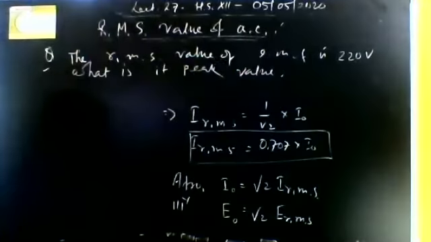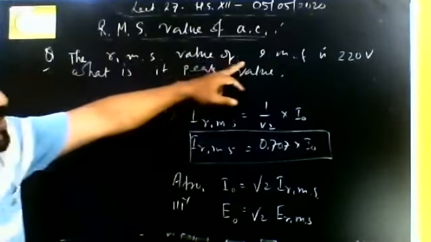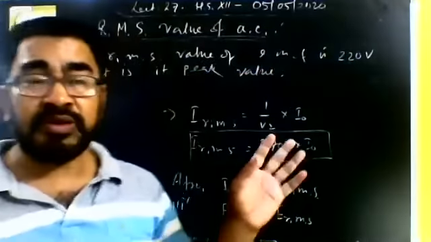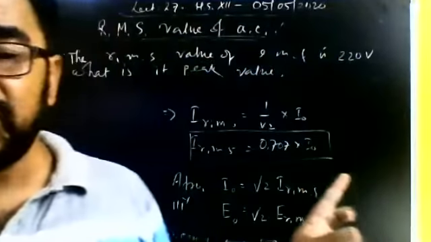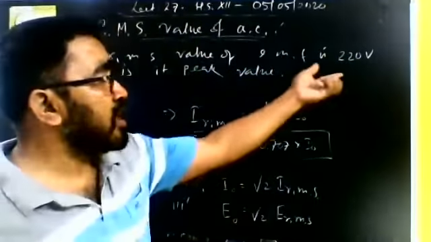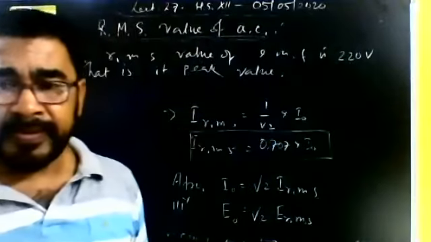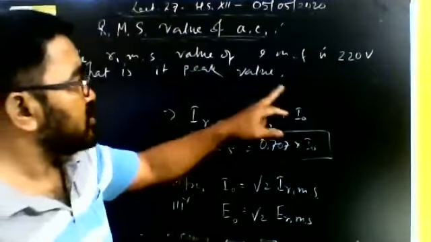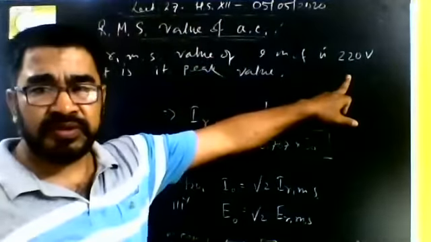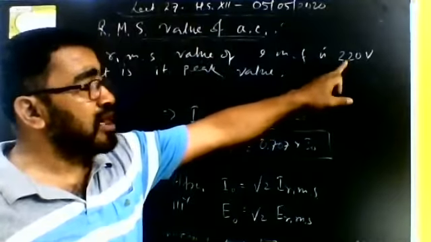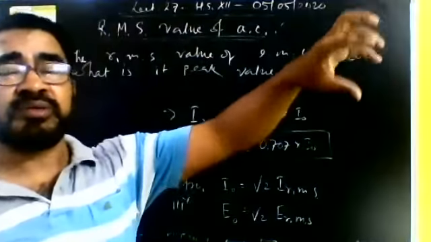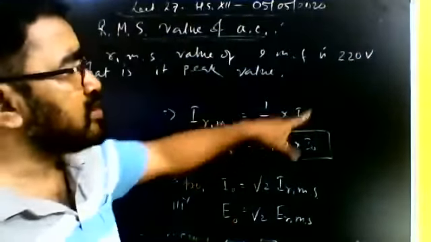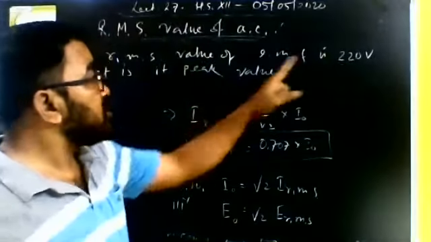Very interesting question. You see, the RMS value of EMF is 220 volt. Whatever voltage we get in our household appliances, the connection is 220 volt. It is called the RMS value. So it is not the peak value. This is the average value, that is the RMS value. So the 220 volt that is everywhere in our houses is the RMS value.